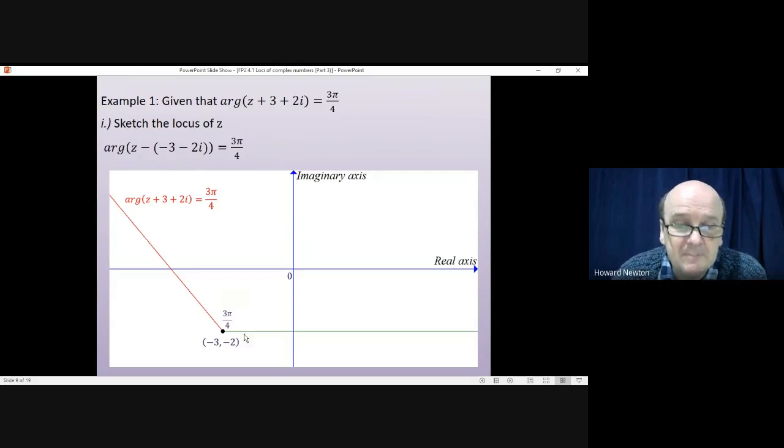Now sketching that, minus 3 minus 2i is down here. The angle 3 pi by 4 radians is 135 degrees, coming anti-clockwise from the positive real axis. So that's the locus, a half line which starts at minus 3 minus 2i.